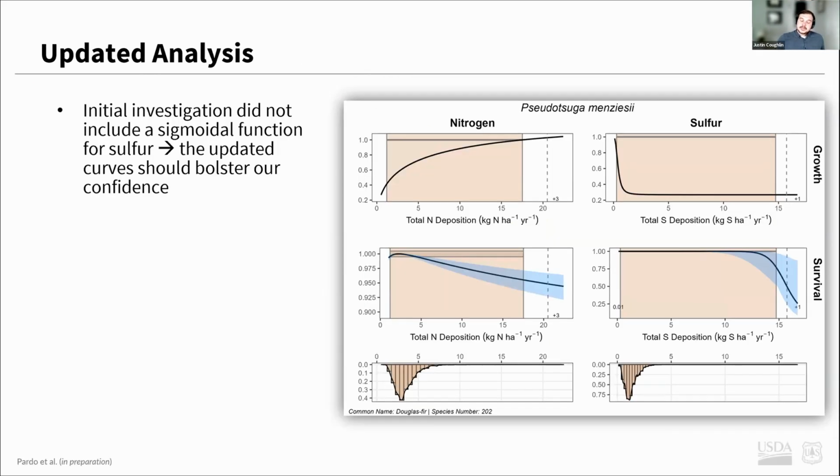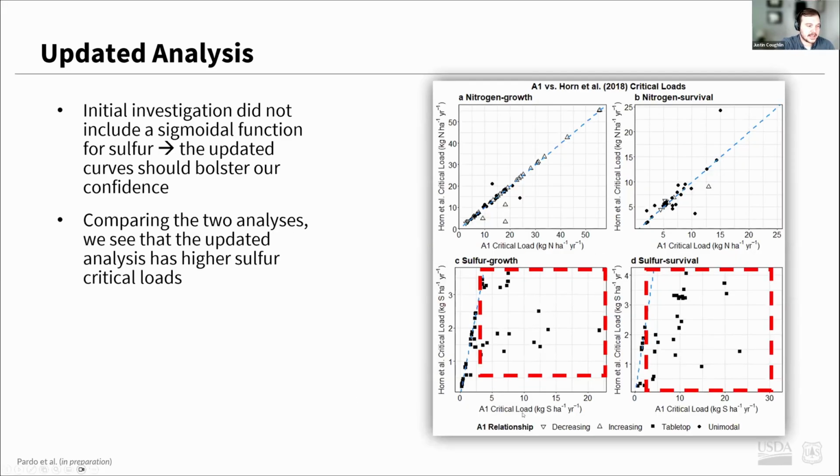So with this new analysis that Chris just ran through, like I said, we had monotonically decreasing responses in the Horn et al. publication for sulfur. Now with this tabletop function or sigmoidal function, as you can see here for Douglas fir, we expect to have higher confidence in our results because the sulfur sensitivity won't be so low. Just looking at a preliminary look at it here, on the x-axis, we're looking at the new analysis that Chris was just presenting and the Horn et al.